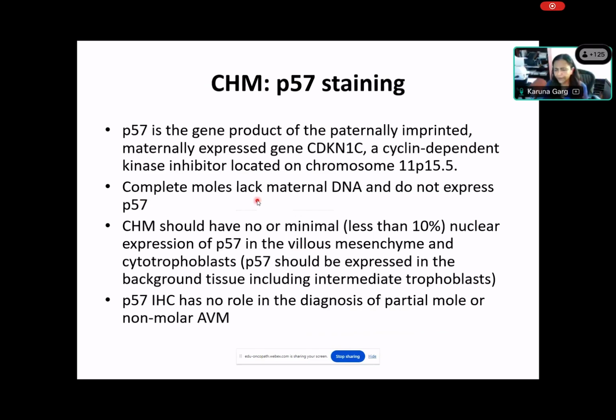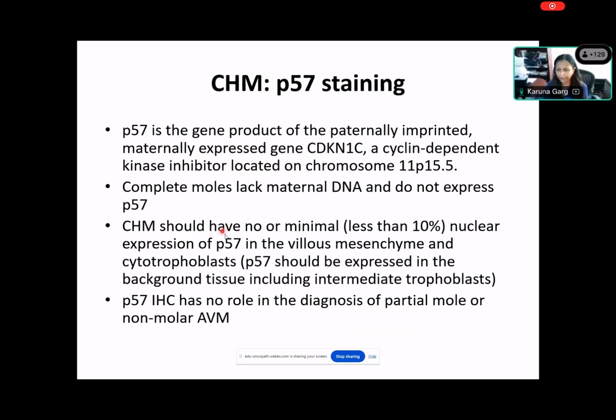How do you go about proving that you have a complete hydatidiform mole? If you're very suspicious and very confident and the clinical picture adds up, you could sign it out. Here in the US, we almost always prove it by doing a P57 stain. So P57 is a gene product of a paternally imprinted but maternally expressed gene. So basically what you need to take away is if there is no maternal DNA, the P57 is not going to be expressed. That's the bottom line here.